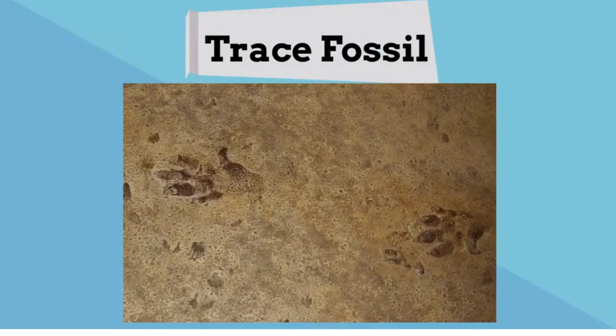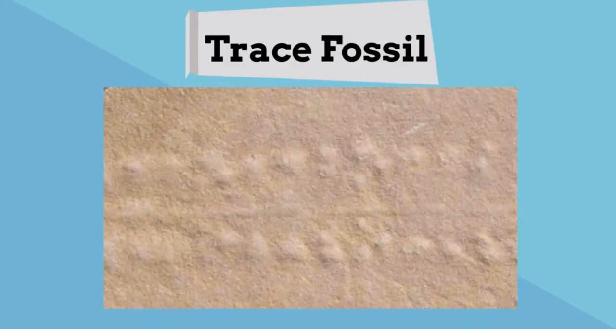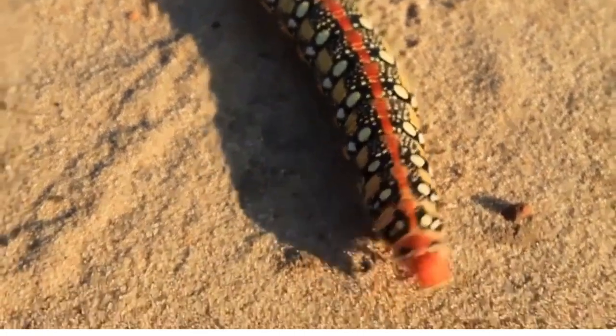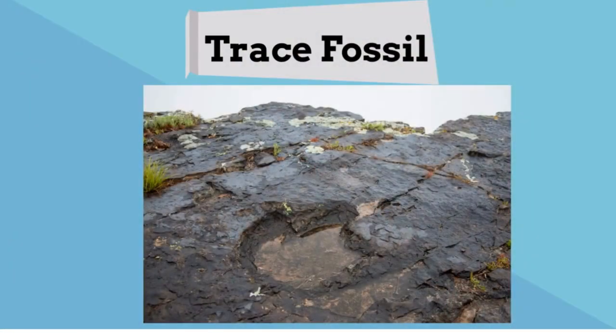Sometimes you don't even have a record of the original organisms, but evidence of their behavior. You may find a footprint, or maybe an example where they crawled, or other types of tracks. These are called trace fossils.